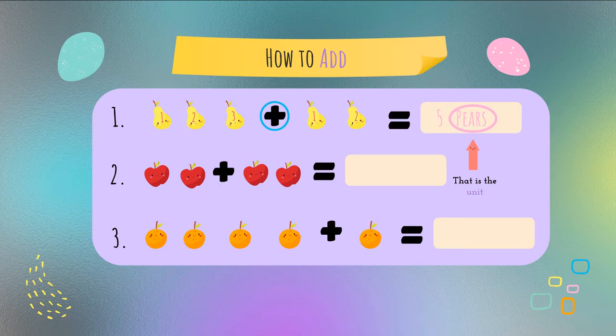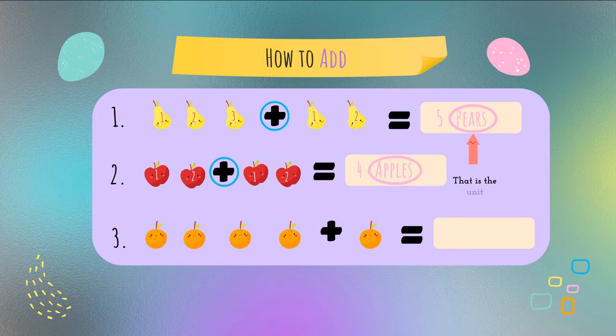In our second example here, we have some apples plus another group of apples. Let's count. There are 1, 2 apples plus 1, 2 more apples, which equals 4 apples. And remember to never forget the unit.